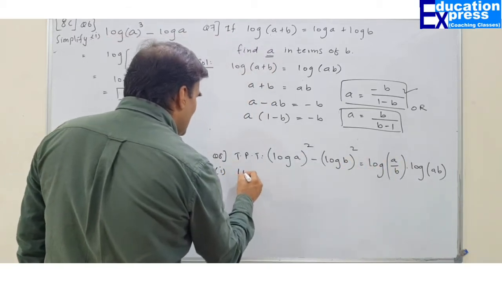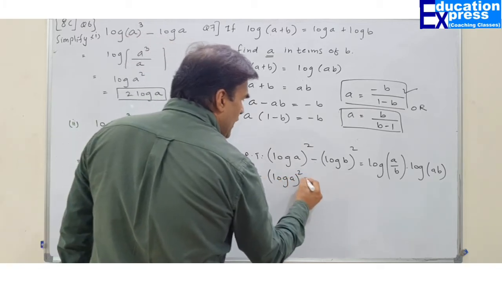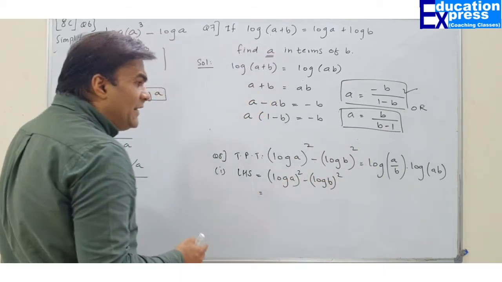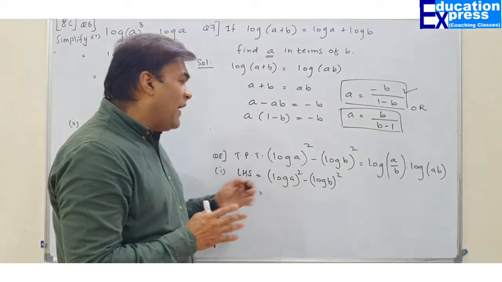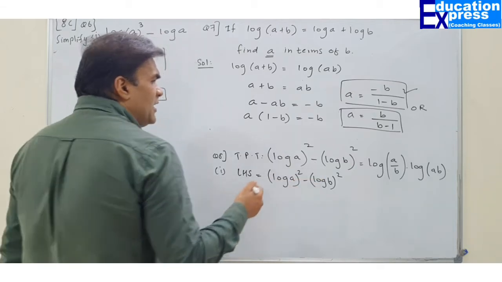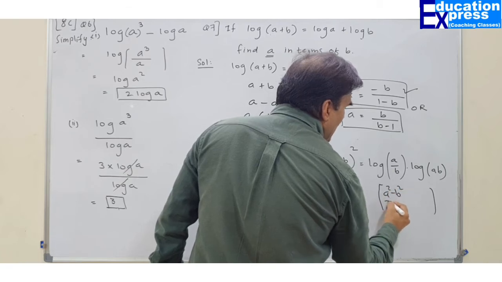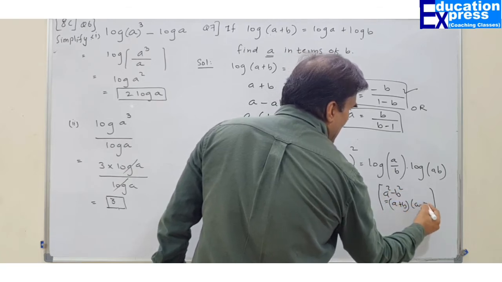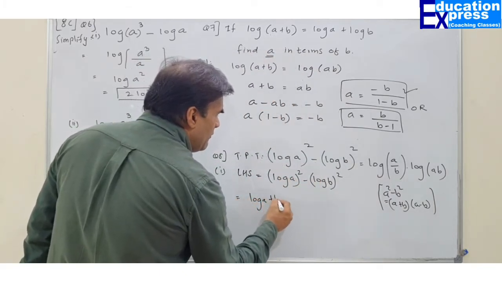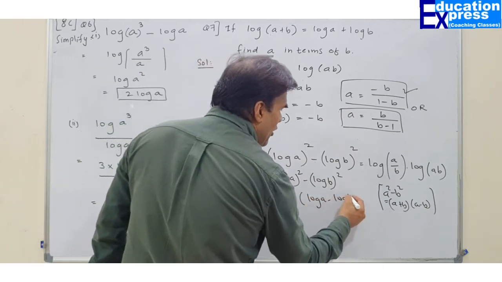So let's start with LHS. LHS equals log of a, the whole square minus log of b, the whole square. We have an identity that we have done in the expansion chapter. Even in factorization we have done it. What is the identity for a square minus b square? Sir, identity a square minus b square is a plus b, a minus b. So here I will write that identity as log a plus log b, log a minus log b.